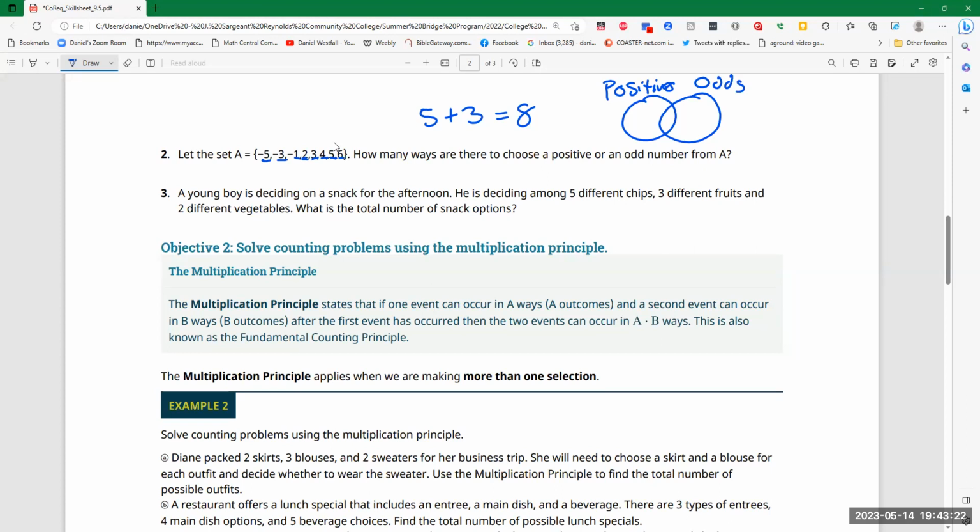So let's see, positive numbers were 2, 3, 4, 5, and 6. And then there was a -5, and there was a -3, and there was a -1.